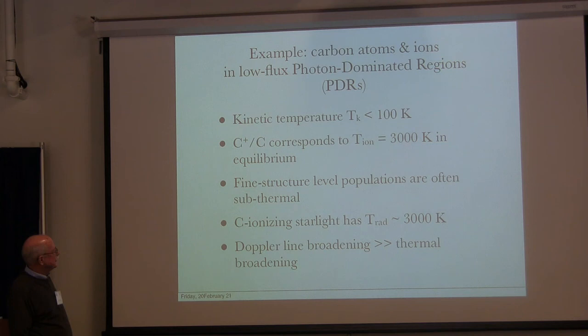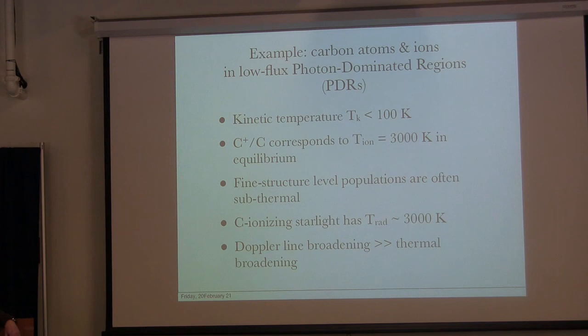But let me just take one example to talk about temperatures. Astronomers in particular sometimes have a bewildering way of using the concept of temperature, especially radio astronomers. You'll probably be hearing much more of this during the week. Okay, but for these low flux photo dominated regions, or photo dissociation regions, where the starlight is still important to the chemistry, the kinetic temperature of the gas tends to be a bit less than 100 Kelvin.